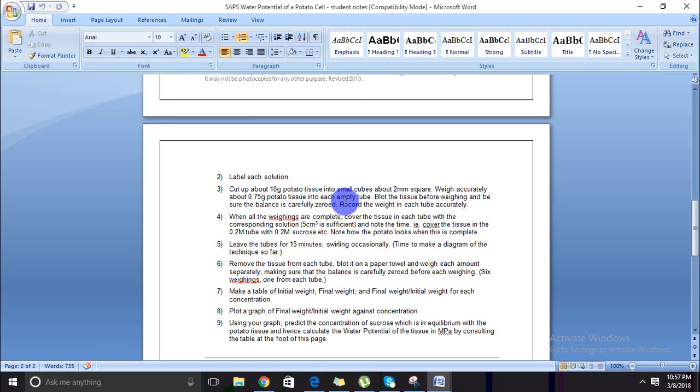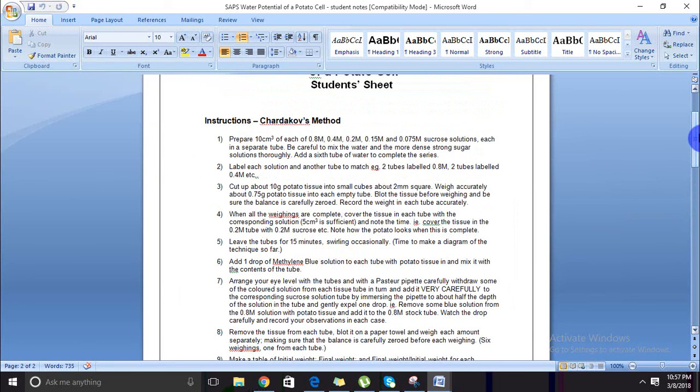Leave for 15 minutes, remove the tissue, blot it on a paper towel and weigh each amount separately. And you need to make sure that the balance is carefully zeroed before each weighing. Make a table of initial weight, final weight and final weight over initial weight for each concentration and plot a graph, and using that you can make your predictions. So this one actually has both of these.